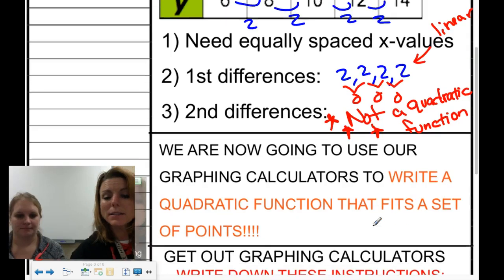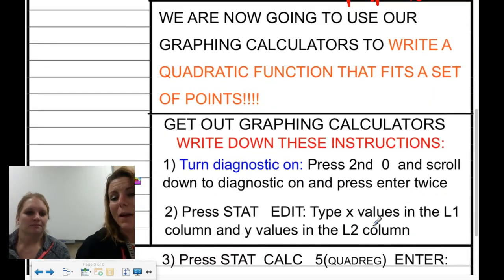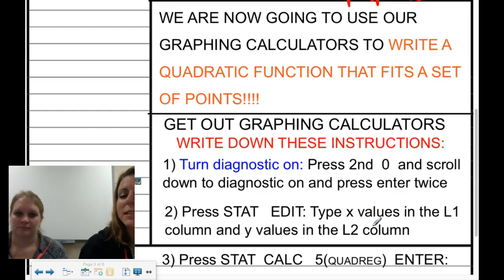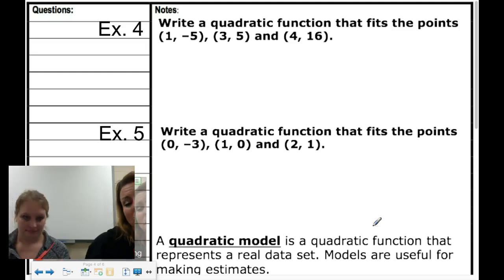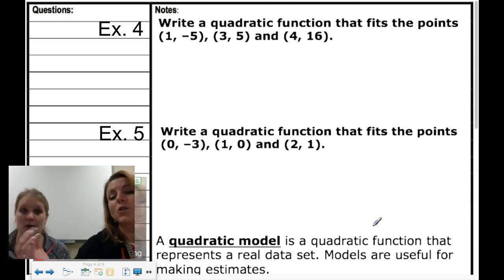All right. Next, we are now going to use our graphing calculators to write a quadratic function that fits a set of points. So we're going to go through this in class, so I'm going to actually skip it. Examples 4 and 5 go with the calculator, so we're skipping it.